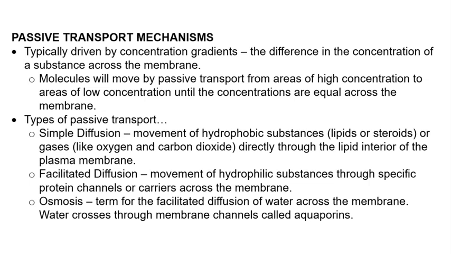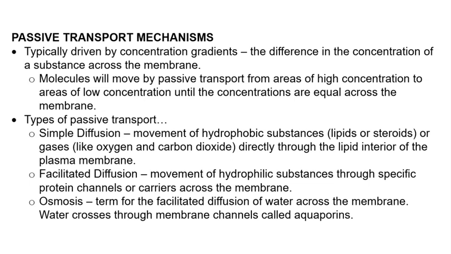Passive transport is typically driven by concentration gradients across the membrane. That is, a concentration gradient is the difference in the concentration of a substance across that particular membrane. Molecules will move by passive transport from areas of high concentration of that substance to areas of low concentration of that substance until the concentrations of that particular substance are equal across the membrane. And typically we call this movement moving with the concentration gradient.